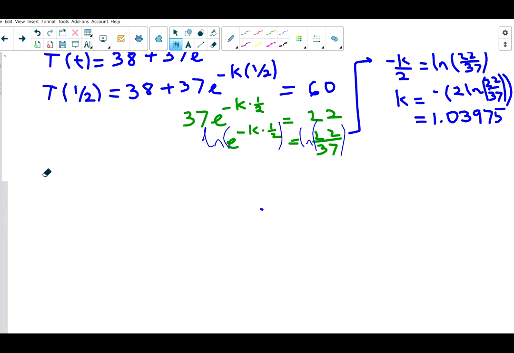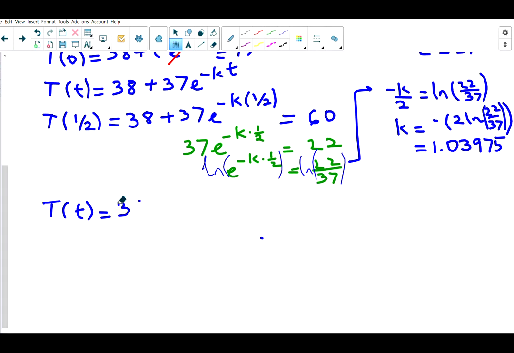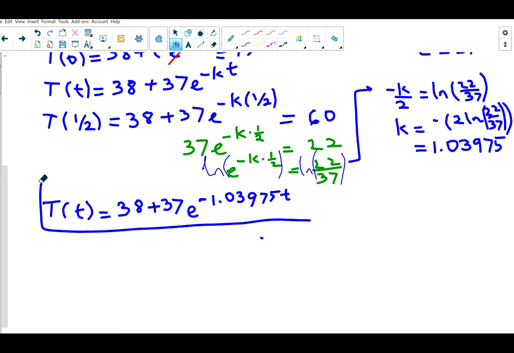So our equation was T of t equals 38 plus 37 times e to the negative kt. So here's our equation. We didn't know k at the time. Now that we obtained k, I'm going to go ahead and put it back in there. So e to the negative 1.03975 t. So this is our temperature equation. This is the equation that models how the temperature changes over time.